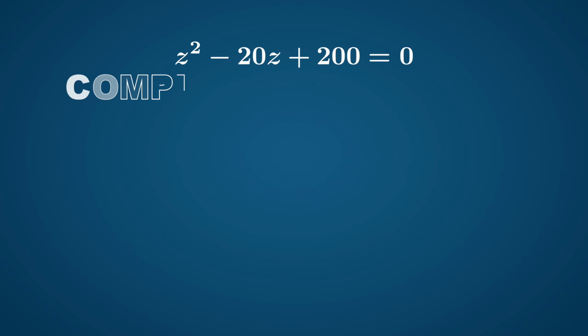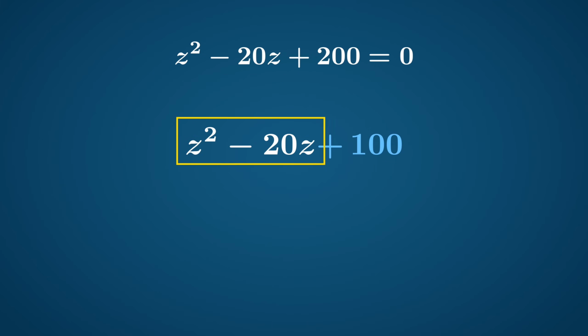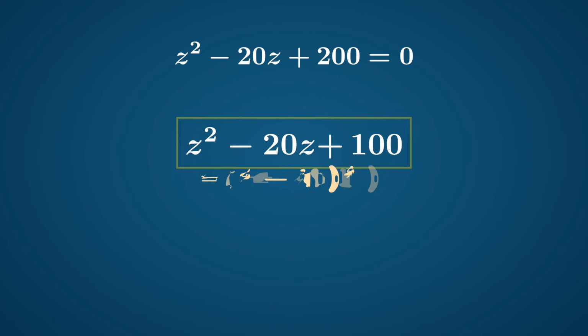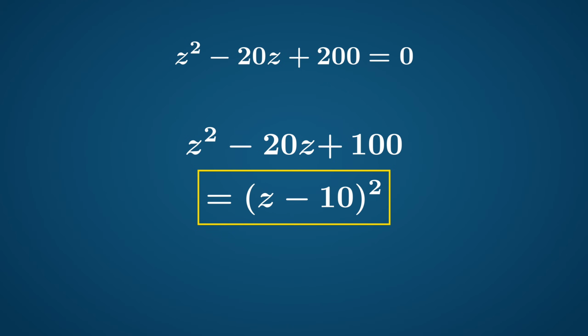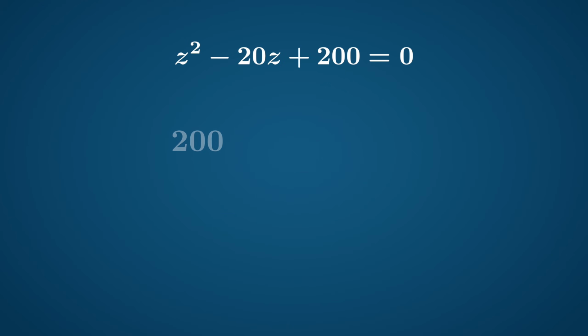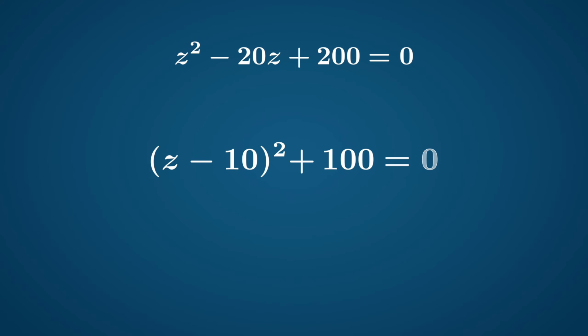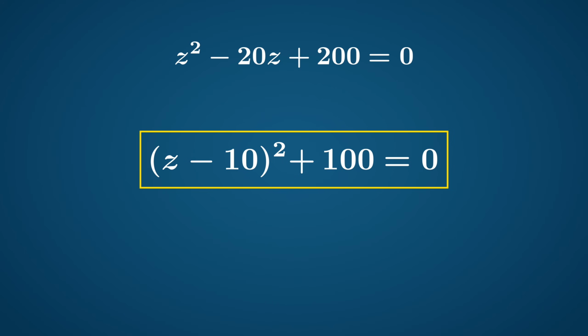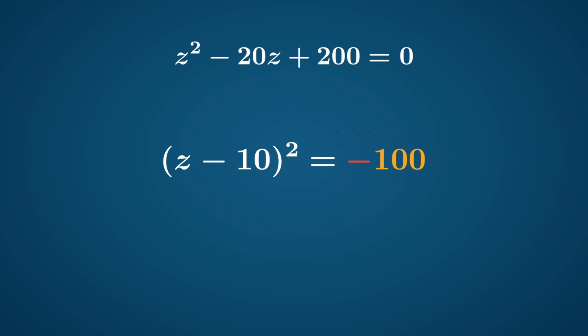Let's solve it by completing the square. The first two terms, z squared minus 20z, become a perfect square if we attach 100. Z squared minus 20z plus 100 is z minus 10, all squared. Our constant is 200, which is 100 plus 100. So the equation becomes z minus 10 squared plus 100 equals 0. Move the 100 over. Z minus 10 squared equals negative 100.